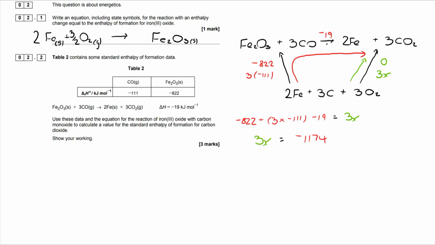Now I can then put those figures in to an expression, -822 take away 19 plus the 3 times -111 is equal to 3x. So 3x is therefore equal to -1174. Now I can then divide that 1174 by 3 and I get my enthalpy change of -391 kilojoules per mole.